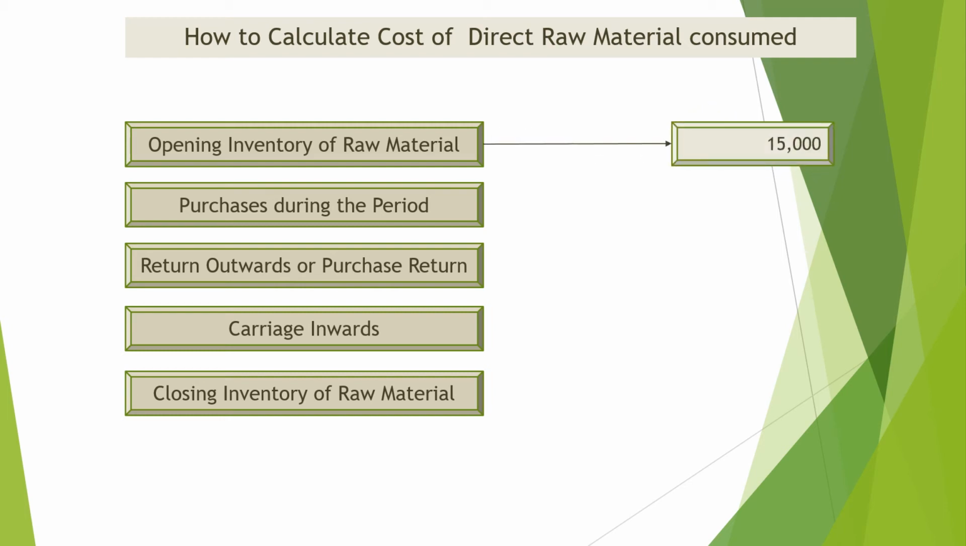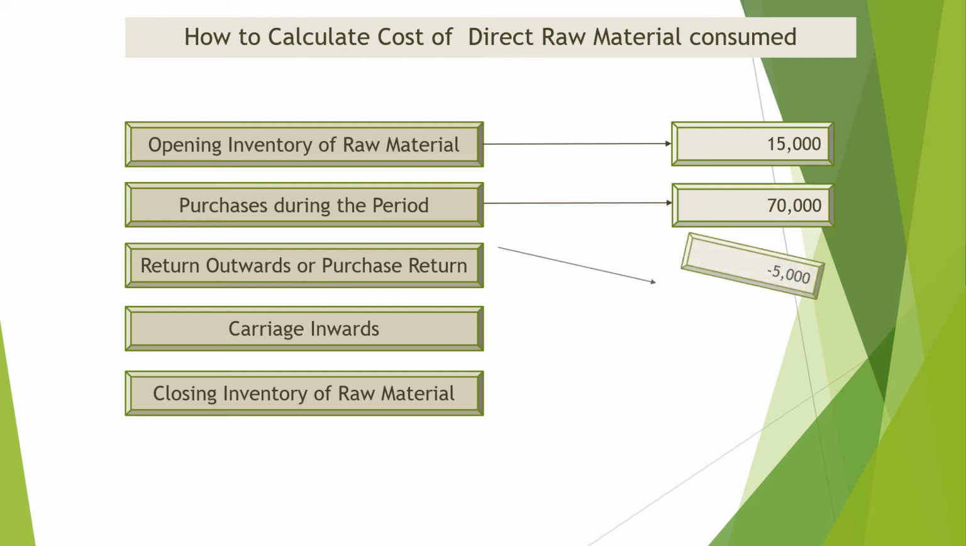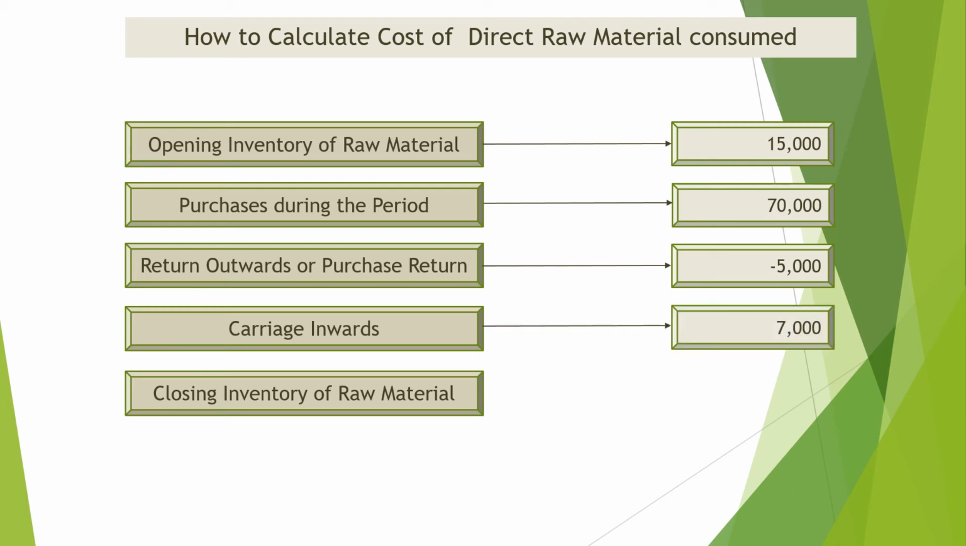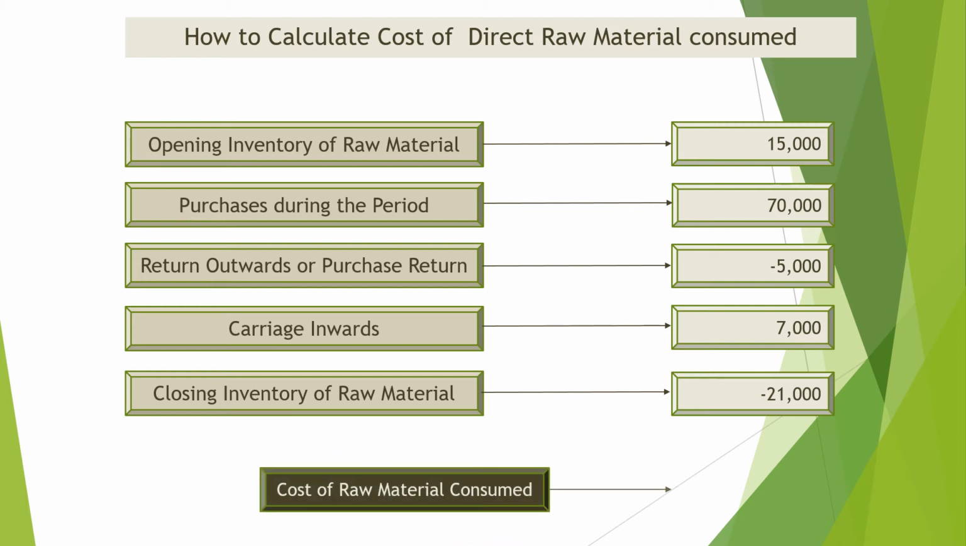We said the opening inventory of raw material was 15,000. The purchases during the period were 70,000. The purchase returns were 5,000, so we have to deduct them from the purchases. The company paid carriage of 7,000, and less the closing inventory the company had, 21,000. The cost of raw material consumed will be 66,000.